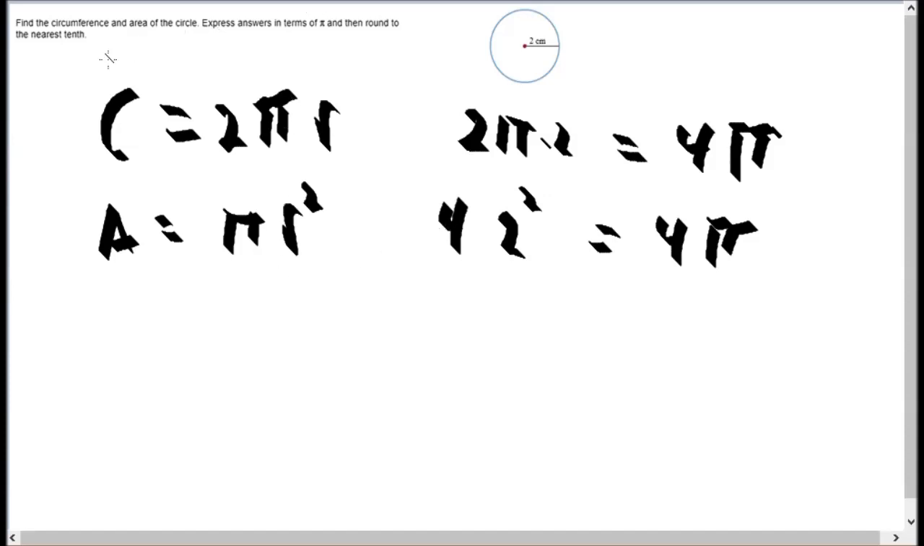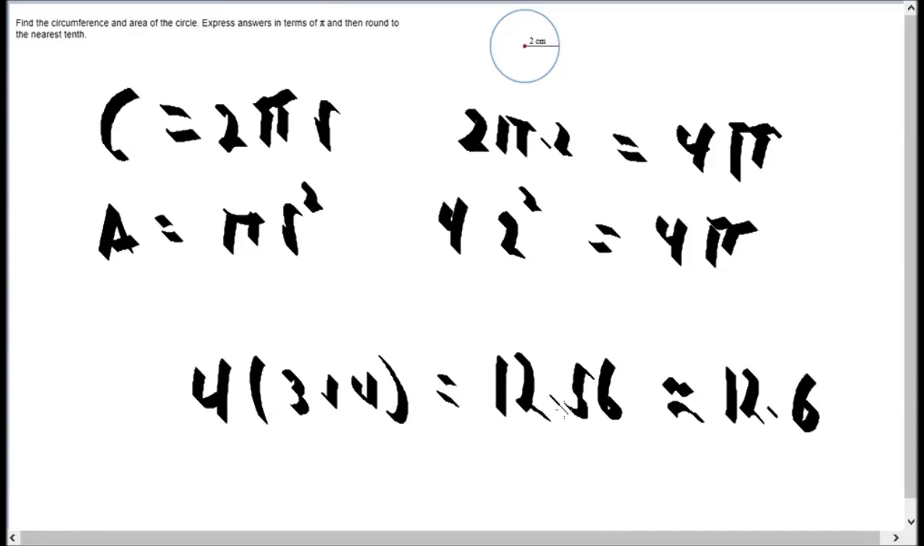And then to find it rounded to the nearest tenth, just do 4 times 3.14 to see what that is, rounded to the nearest tenth. Okay, so when you get that, it's 12.56. To round to the nearest tenth, though, is 12.6.